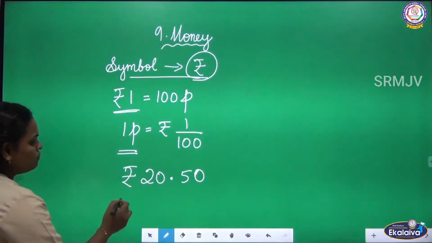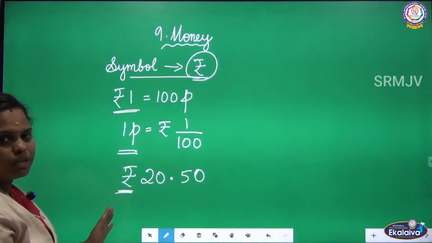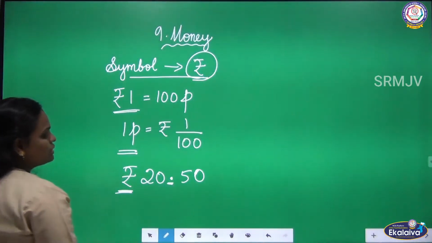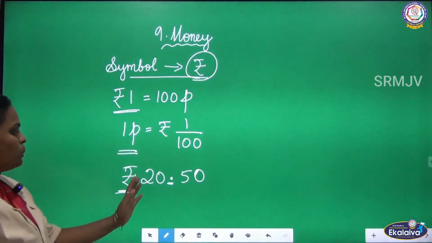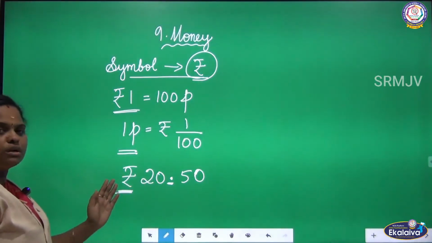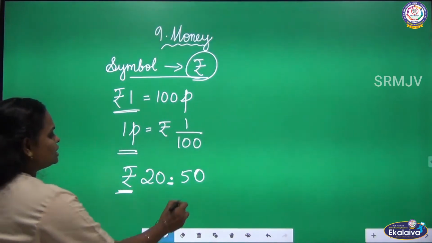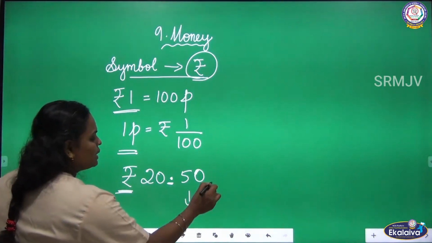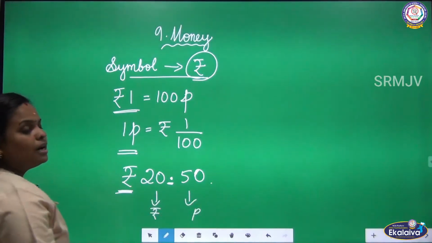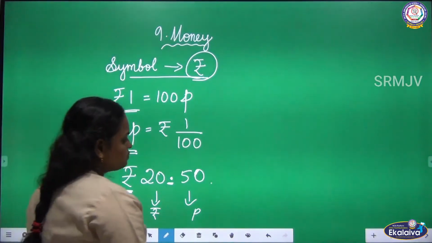So listen children, where you should write the rupee symbol, that is left side of the number only you should write the rupee symbol. So why are we using this dot? To separate rupees and paise we are using this dot. So left side of the dot is rupees, right side of the dot is paise. So this is paise, so no need to write paise here, only rupees alone you can write. So this is rupees and after the dot, that is right side of the dot, is paise.